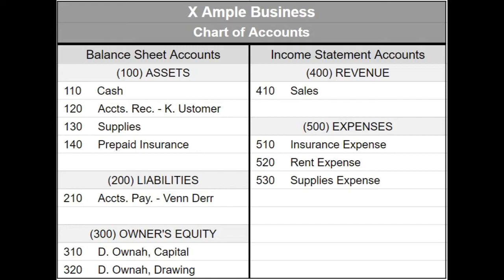Okay, advertising expense. If we look at our expenses, those are arranged in alphabetical order. It comes before insurance expense, so we're going to label that one 505.